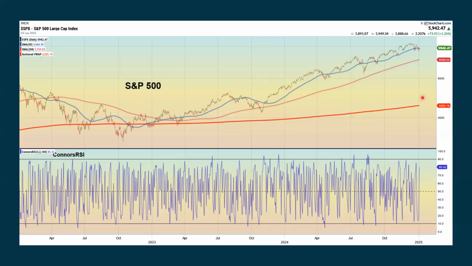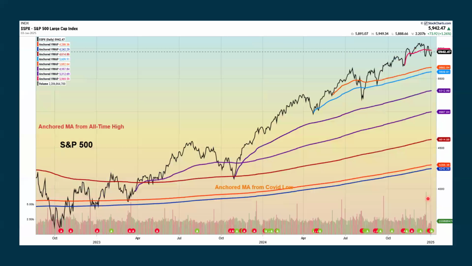Another oscillator that I use is the Connors RSI. We look for extreme negative or positive readings here. We're not getting that right now.